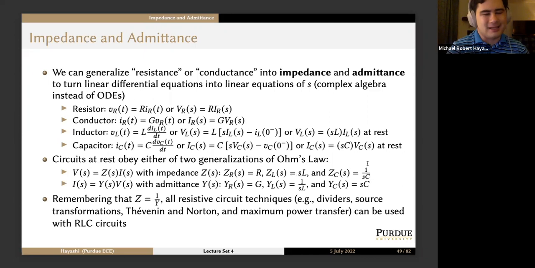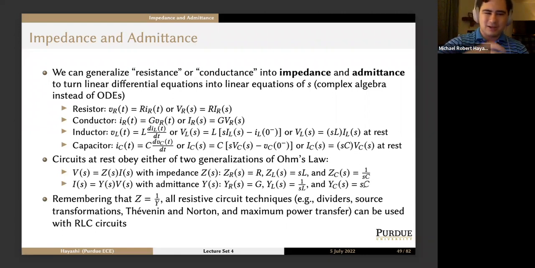We typically like thinking of resistances more than conductances for some odd reason, even though they're perfect duals of each other. So the alternate way is to think in terms of admittances, Y of S. So Y sub R of S is just G, a constant. Y sub L is just 1 over SL. And Y sub C is SC.